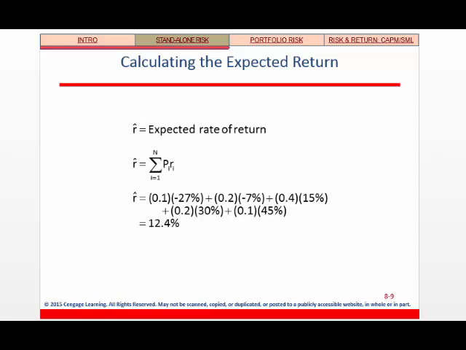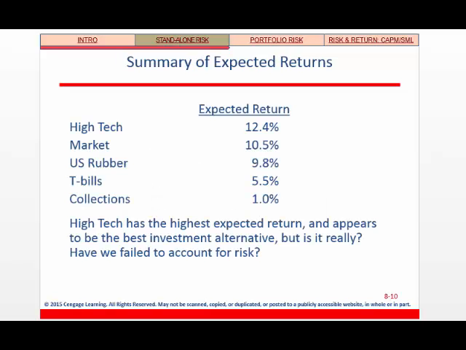Regardless, if you want to count expected rate of return, you can sum up the probabilities for each one of those different states of the economy and multiply them by the expected return during those states, and you can get an average expected rate of return. So here's the summary of the expected returns for the 5 different alternative investments. Remember T-bills, you knew it was 5.5%. You can add that up, divide it by 5, you're still going to get 5.5%, right?